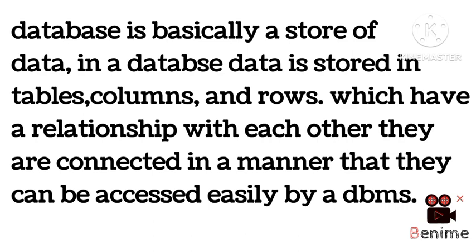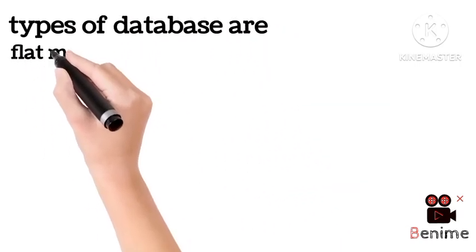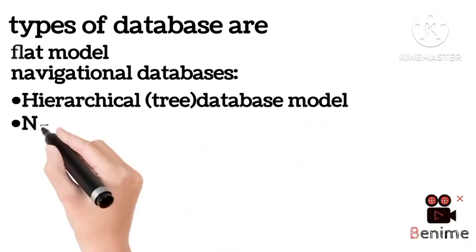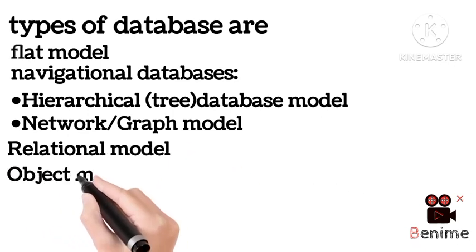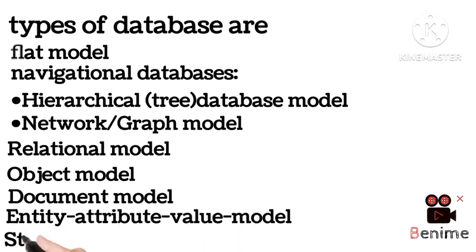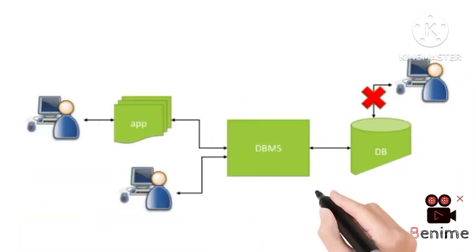Now, as we know what a database is, let's see the types of database, which are the flat model database, and navigational databases, which are of two types: hierarchical tree database model and network or graph model. If we come out of the navigational database, there are more, like the relational model, object model, document model, entity attribute value model, and star schema.